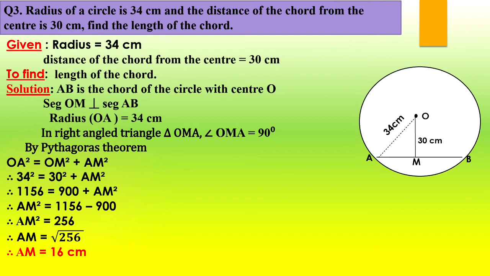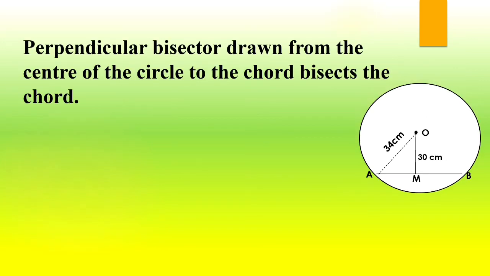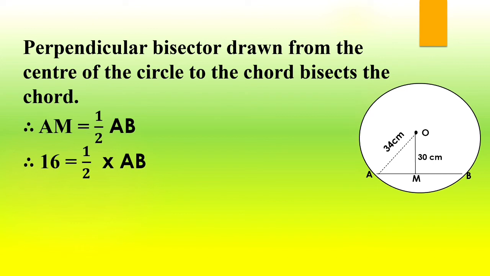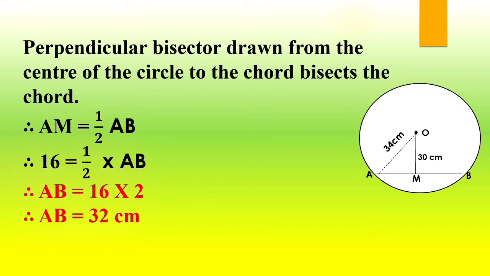Now children, AM we got 16 centimeter. Perpendicular bisector drawn from the center of the circle to the chord bisects the chord. This property we know already. Therefore AM is the half of AB. Substitute the value of AM 16. 2 is given in the division, it will go to the left side, become multiply. So therefore AB equal to 16 multiplied by 2. Here we get AB equal to 32 centimeter. Therefore chord AB is 32 centimeter.